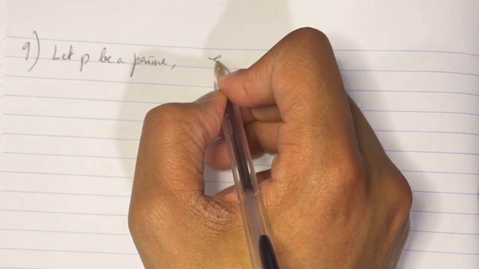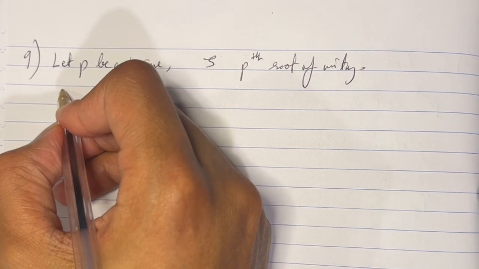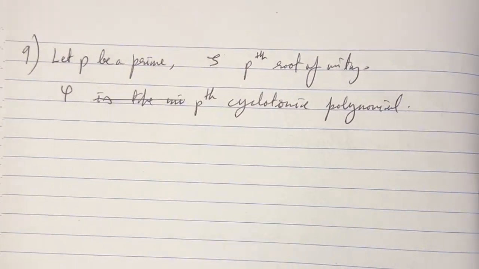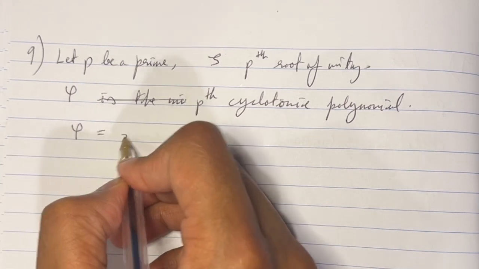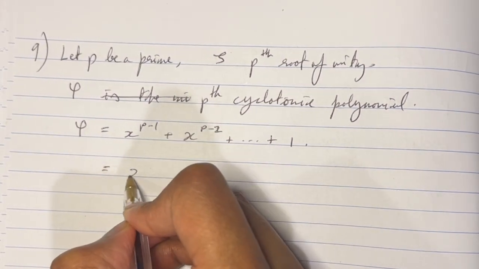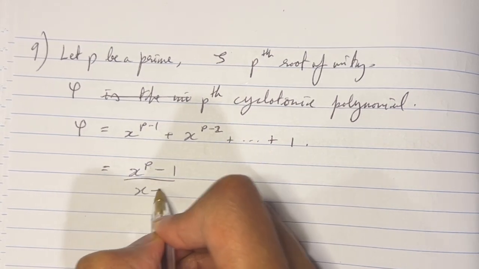This is question 9 from MA3A6. It says, let p be a prime and zeta a pth root of unity. First of all, show that the pth cyclotomic polynomial is the minimal polynomial of zeta. So that is this polynomial. You could also write it in a factorized way like this. And we want to show that it's the minimal polynomial.